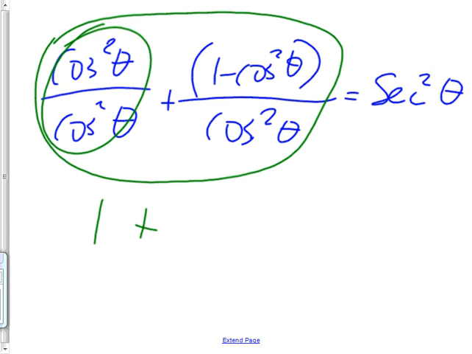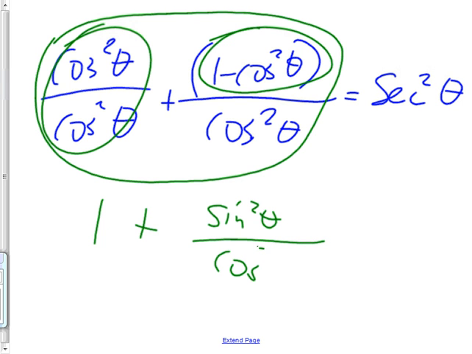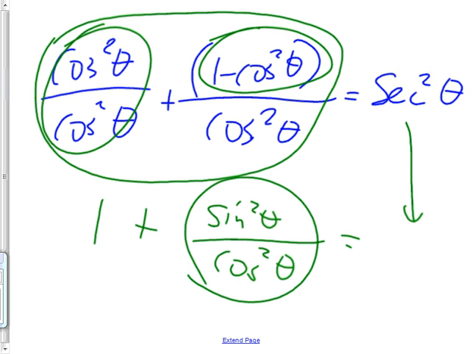So 1 minus cosine squared becomes sine squared. That is the same exact thing as sine squared. Awesome. And so that's sine squared over cosine squared. And now I've got to leave this alone, so I'm just bringing that straight down. We're close. Yes? And this is the same as tangent squared.